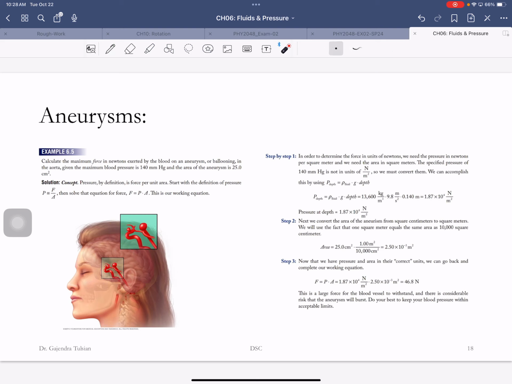An aneurysm is where a blood vessel wall has weakened and become a little balloon. Now, you saw that pressure is force divided by area. So what is the problem with this? Force is pressure times area. Here is the healthy blood vessel, and now an aneurysm has developed, and this has become a balloon.